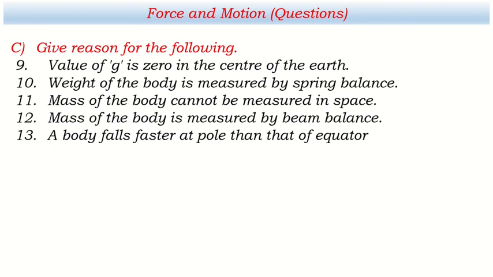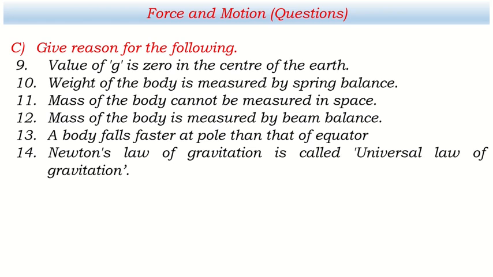A body falls faster at the pole than at the equator. Acceleration due to gravity at the pole is more. Acceleration due to gravity at the equator is less. That's why a body falls faster at the pole. But what is the reason behind this?